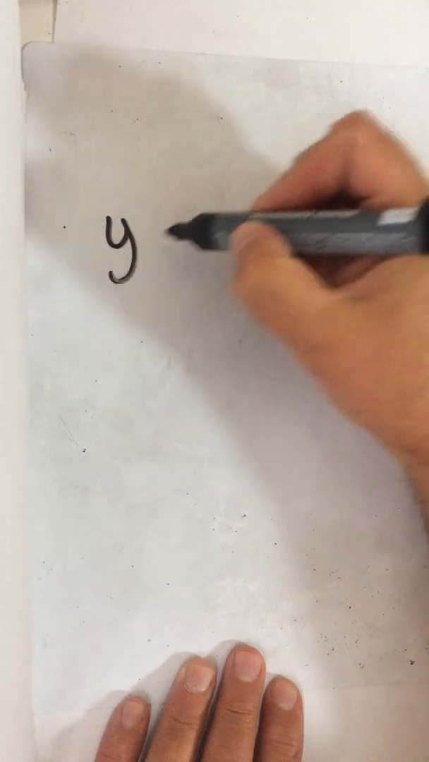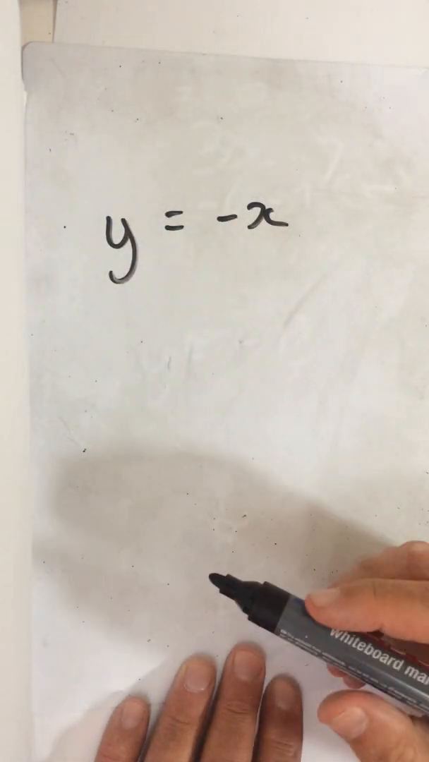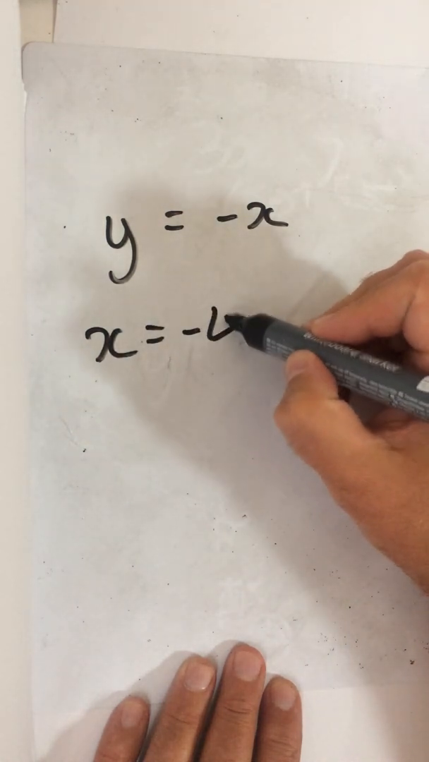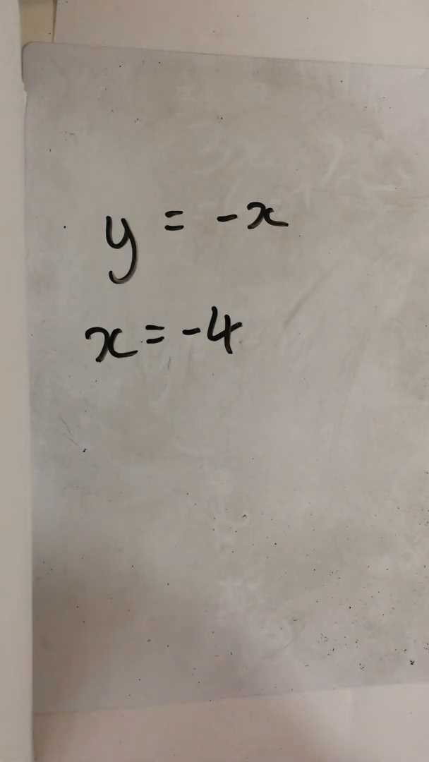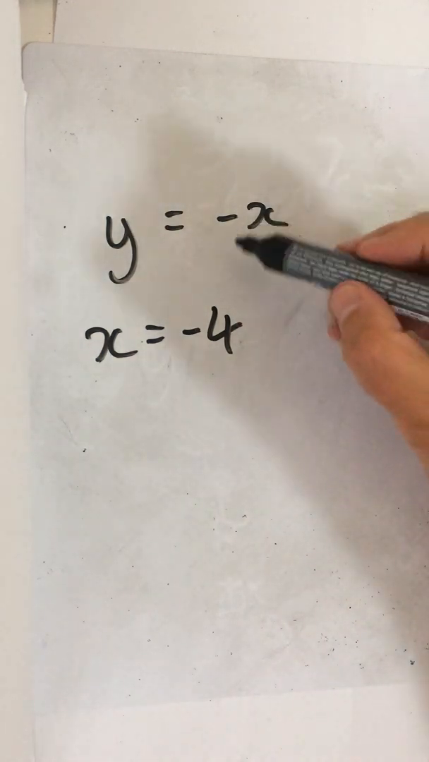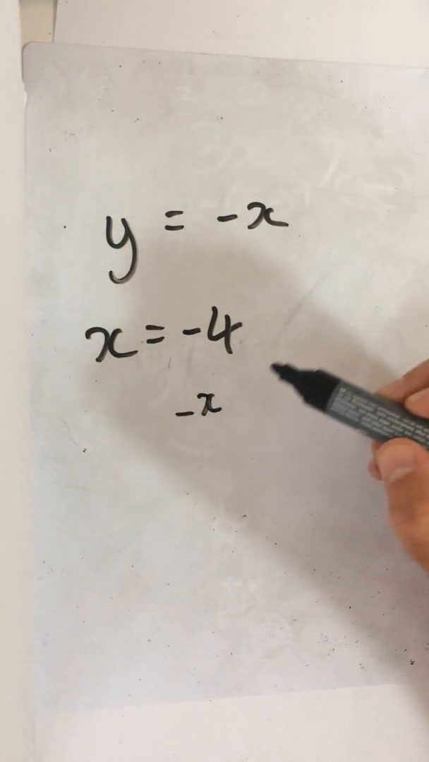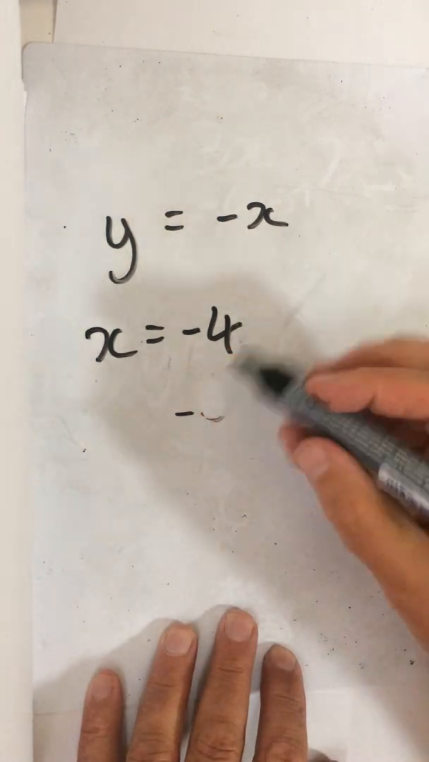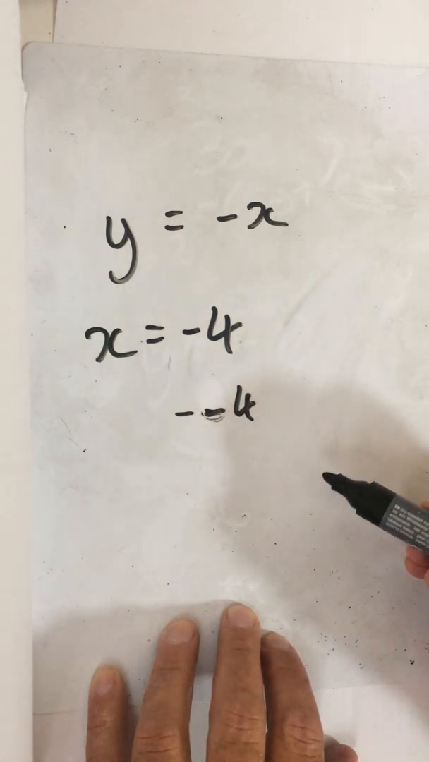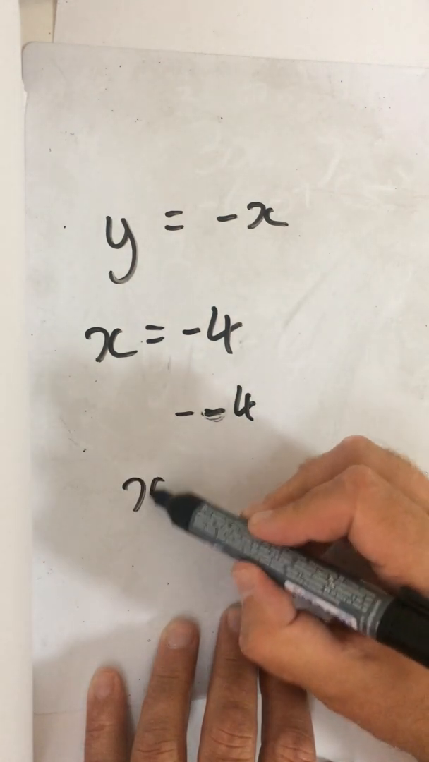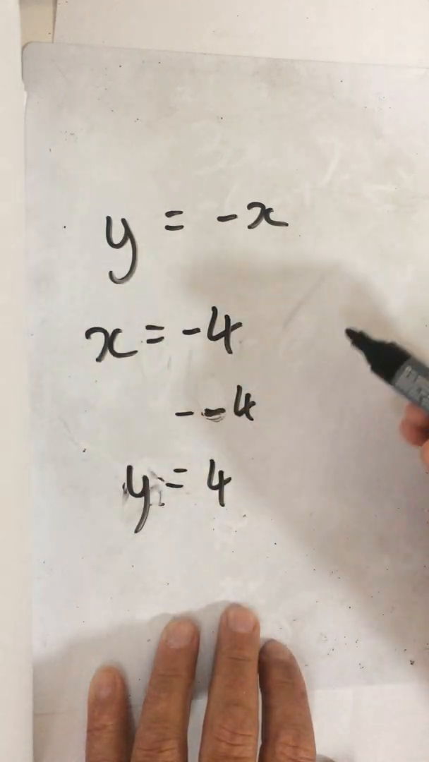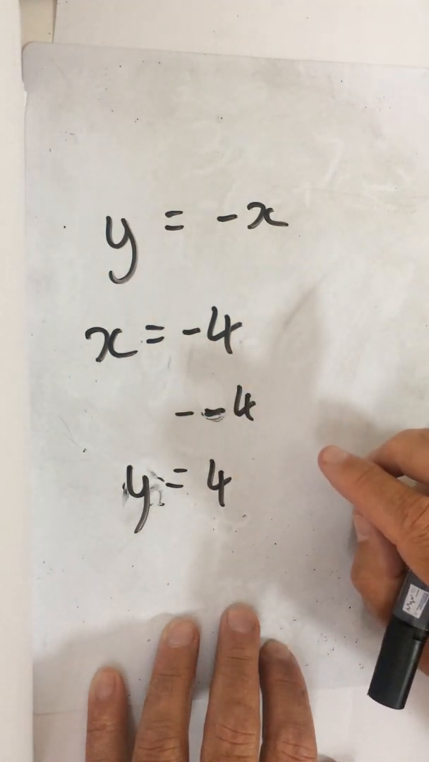Right, say for example we had y is equal to minus x. Say for example the value of x was equal to minus 4. What would y be equal to then? Now on this one, remember that this means we've got minus x, but x is a minus 4. So here we would have two minus signs together, which would give us a positive. So y is equal to 4 if x is equal to minus 4. Okay.